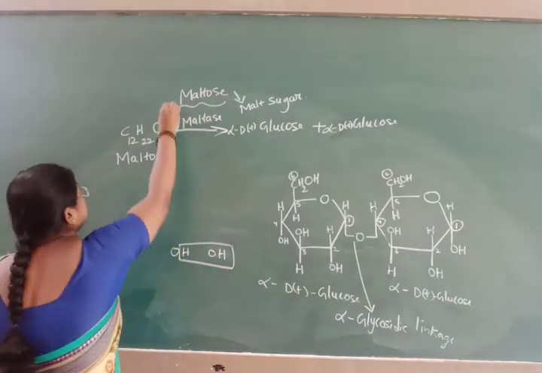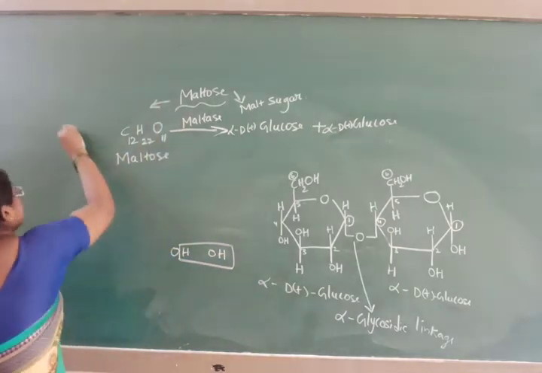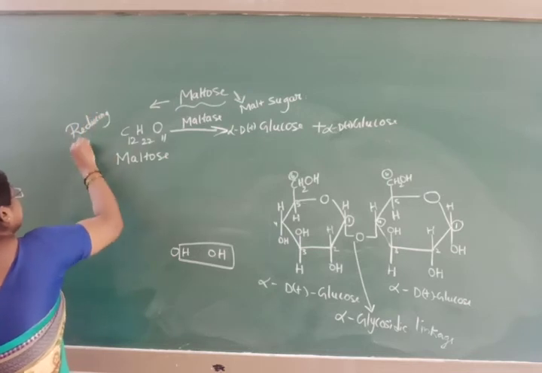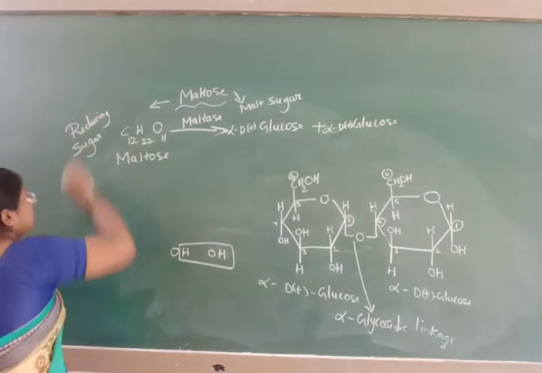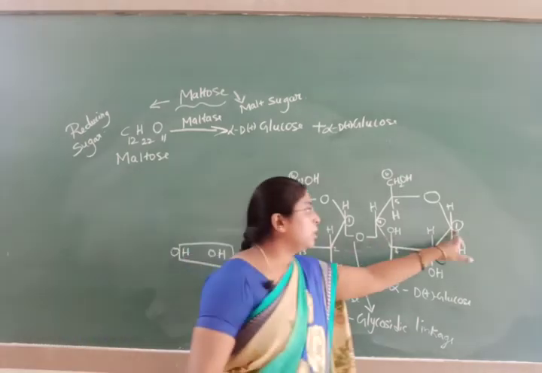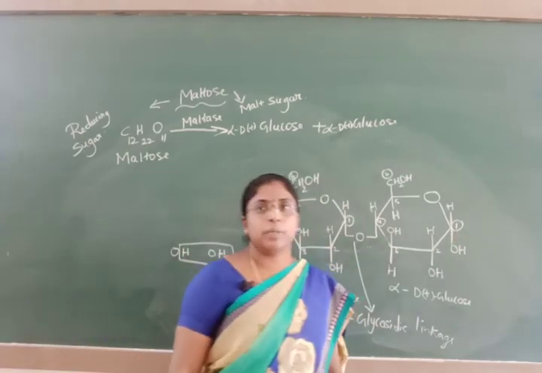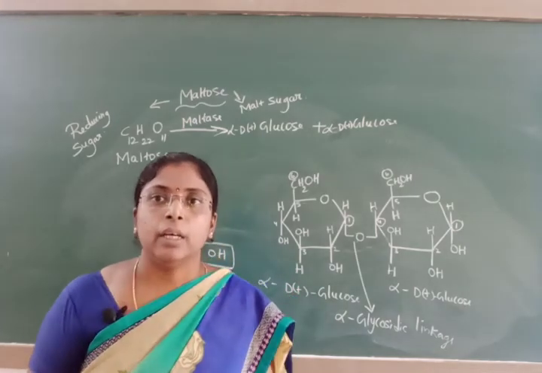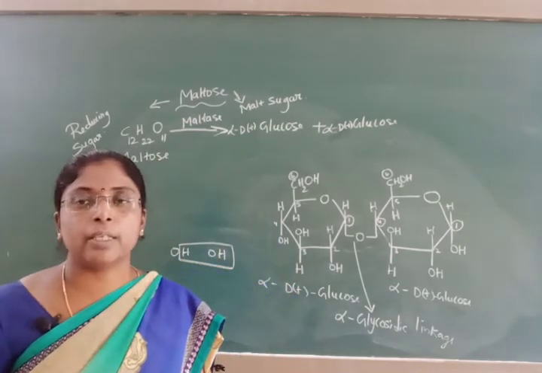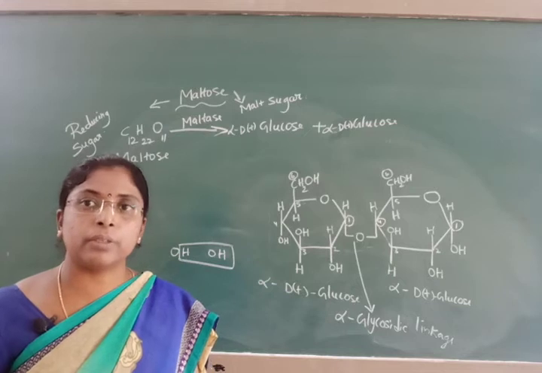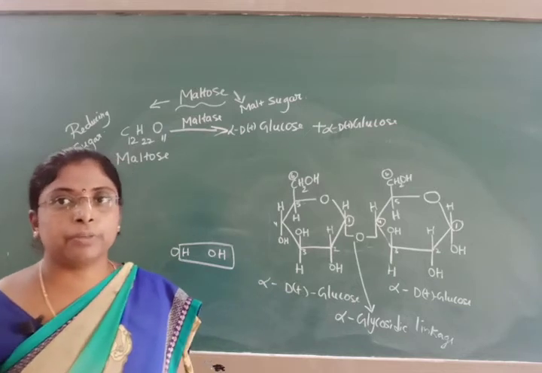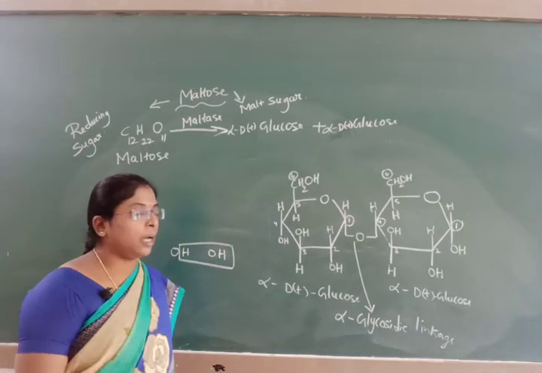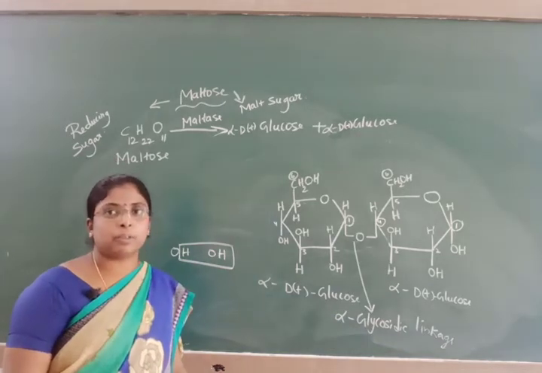Hence, maltose is what type of sugar? It is a reducing sugar. Why is it a reducing sugar? Because the first carbon atom rearranges itself to form an aldehydic group. Hence maltose acts as a reducing sugar. Whereas in the case of sucrose it was a non-reducing sugar, because there was no free aldehydic or ketonic group. This is the Haworth structure of maltose.